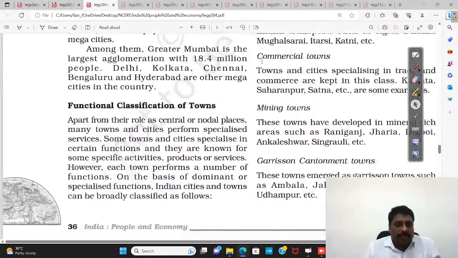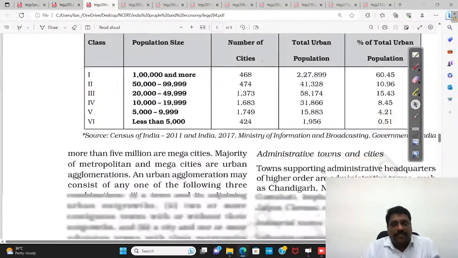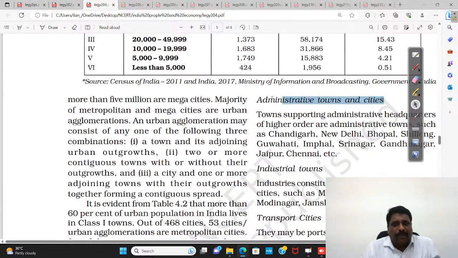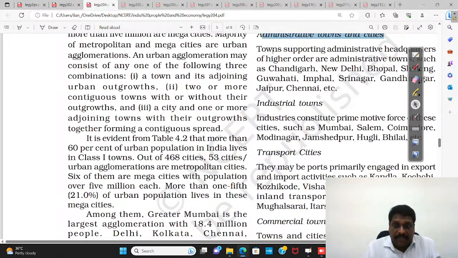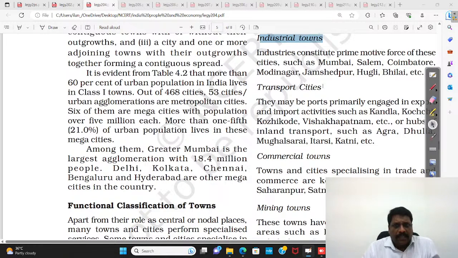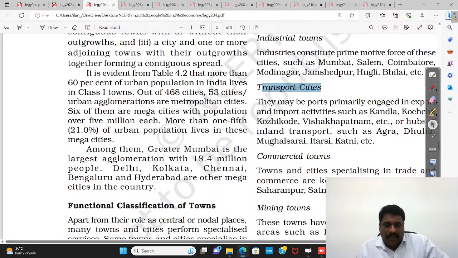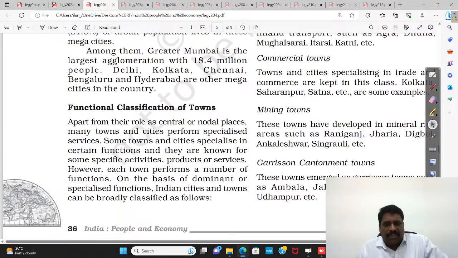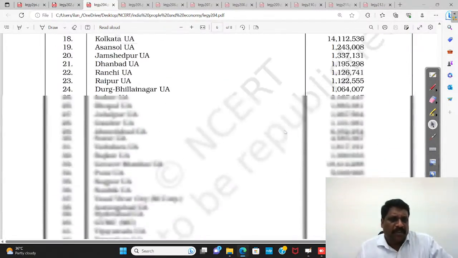Apart from that, we also have administrative classifications of towns. For example, capitals are normally declared towns directly by Gazette notification. We have industrial towns, Jamshedpur as an industrial town. Neyveli is also an industrial town. Then the transport cities, which act as an intermediate port of transit. You have commercial towns, mining towns, and so on, my dear friends.